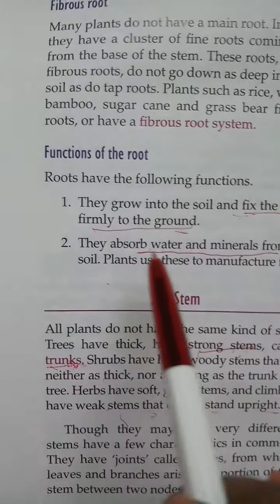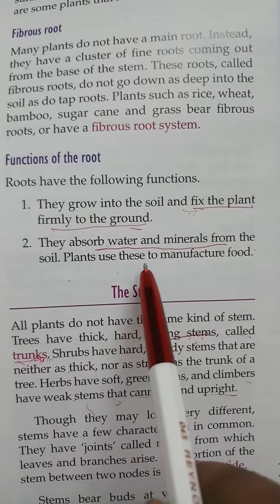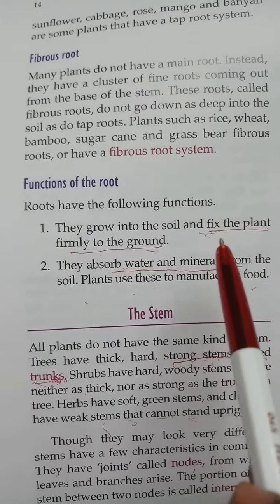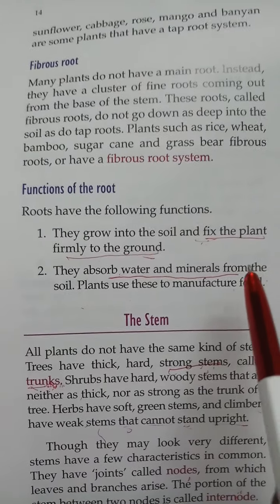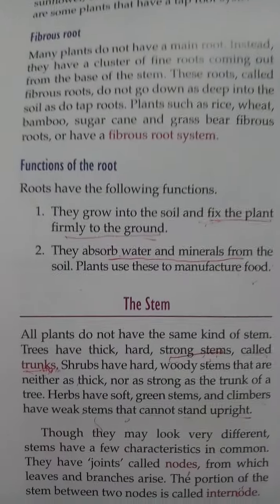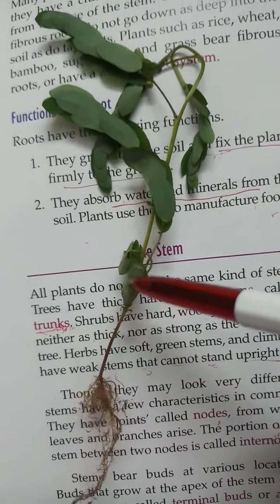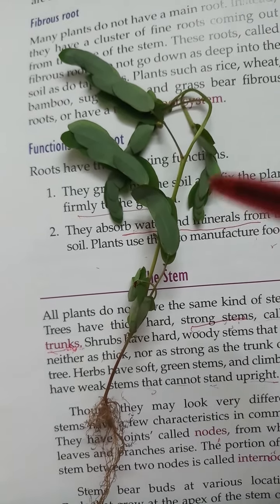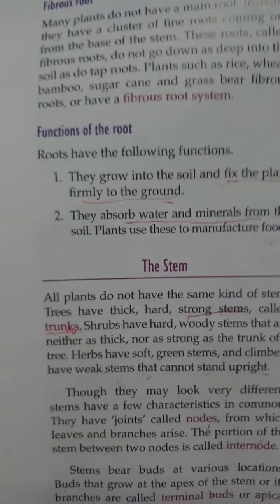Then another function is they absorb water and minerals from the soil. Plants use these to manufacture food. We know that with the help of water, sunlight, and carbon dioxide, green plants can make their own food. So, roots help the plant to absorb water and minerals, and through the stem they reach the tip of the leaf. So roots are absorbing water and minerals.